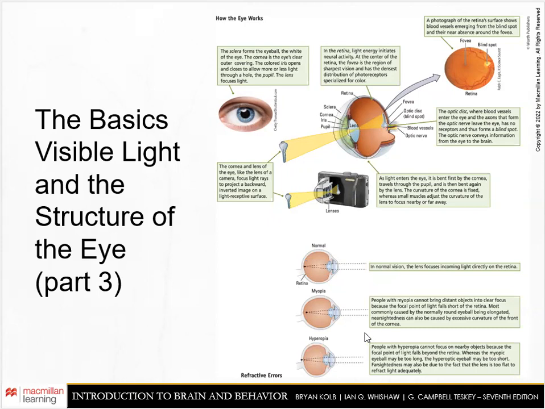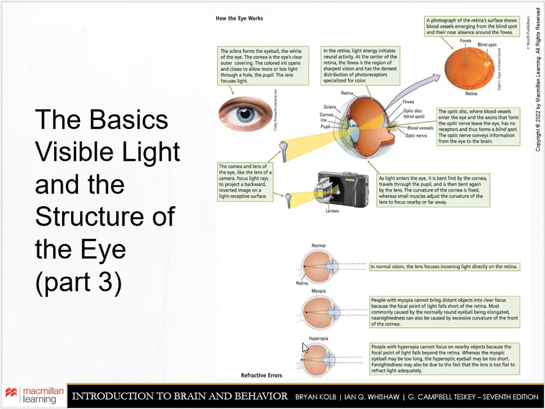They cannot bring distant objects into clear focus. And that's because this focal part of the light, it's falling short of the retina, as we can see here. Now, this is usually caused by the normally round eyeball being elongated a bit. And this can also be caused by extensive curvature of the front of the cornea.